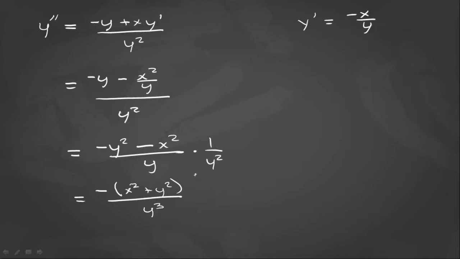Now, from our original equation, x squared plus y squared is simply equal to a squared. So x squared plus y squared is equal to a squared. So our second derivative is equal to negative a squared over y cubed.